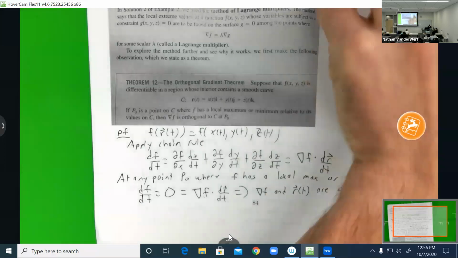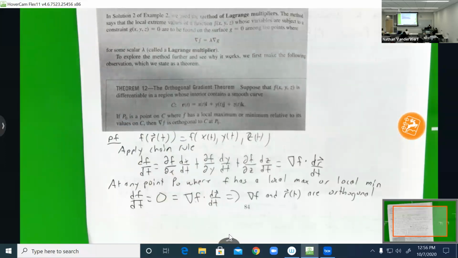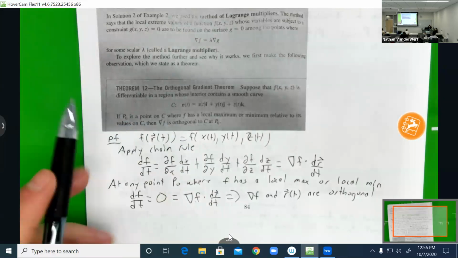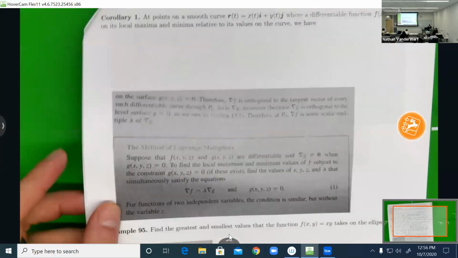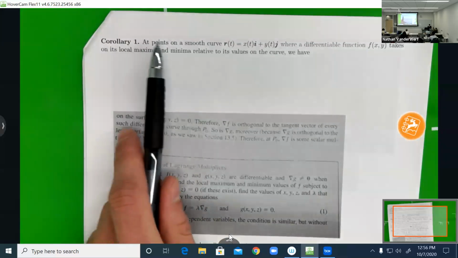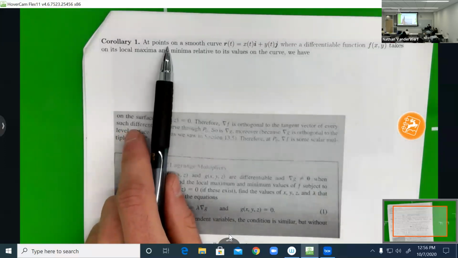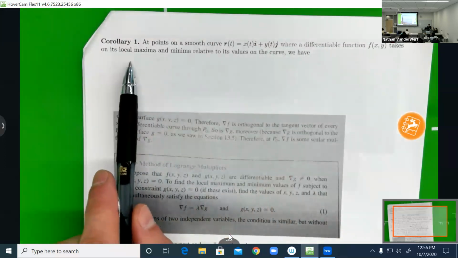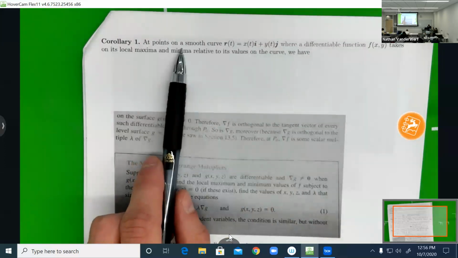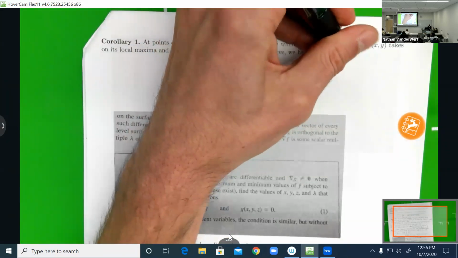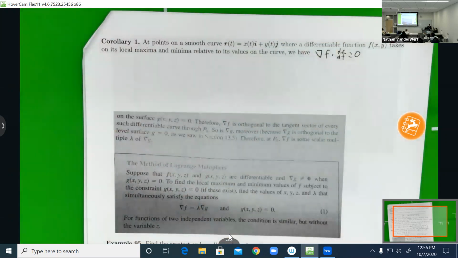So we're almost there to understanding why this argument works. This theorem 12 is key to understanding the argument for why Lagrange multipliers work. But before we get to that argument, as a corollary, on a smooth curve, let's say you're just in 2 dimensions now, f of x, y has its local maxima and minima relative to its values on the curve. So this is saying that the dot product with dr over dt is equal to 0 is also true in the 2-dimensional case.